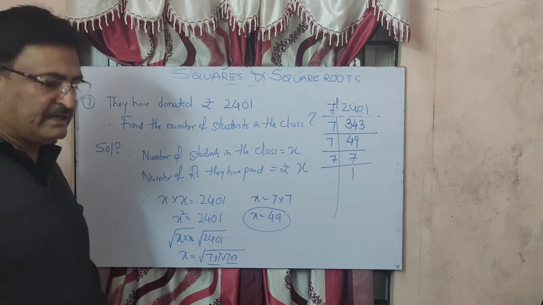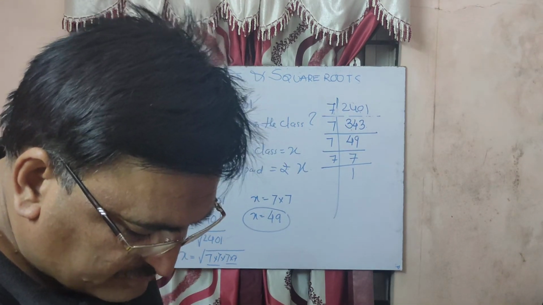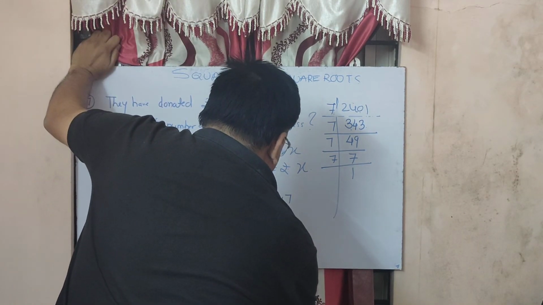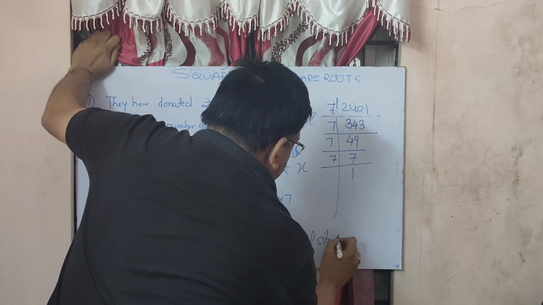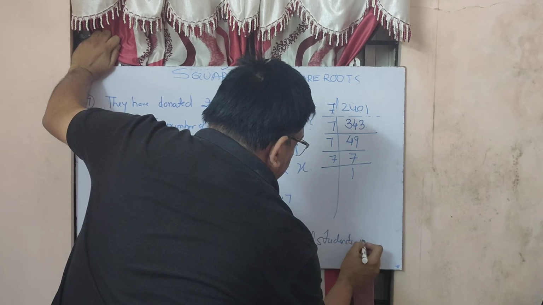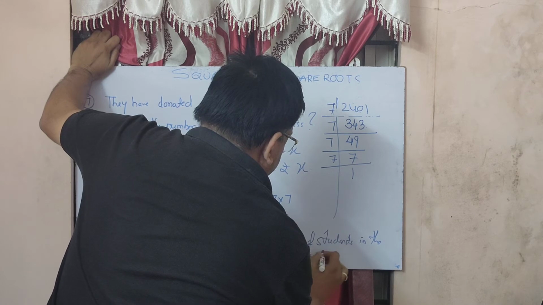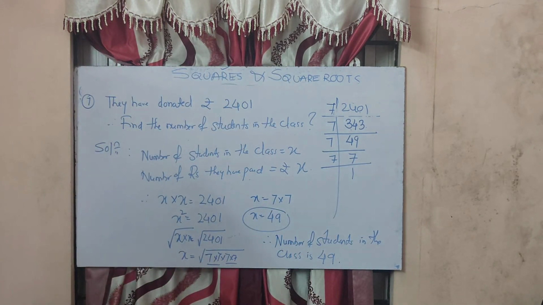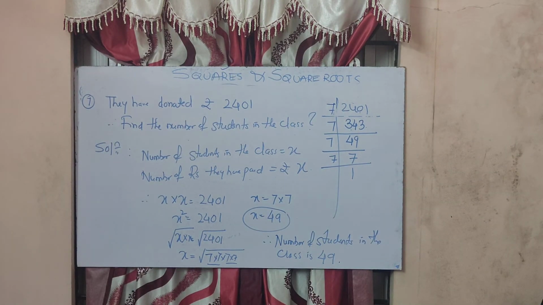So in the end you have to write, what is the question? Find the number of students in the class. Therefore, the number of students in the class is 49. So this is the way you have to solve this question. Okay, now any doubt regarding this?